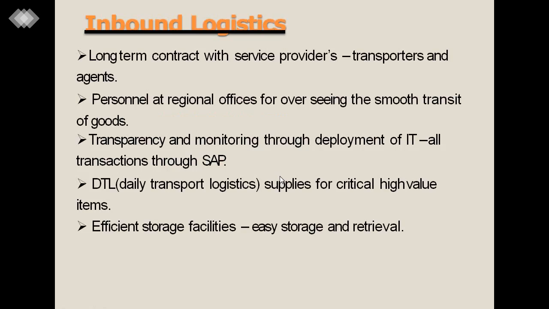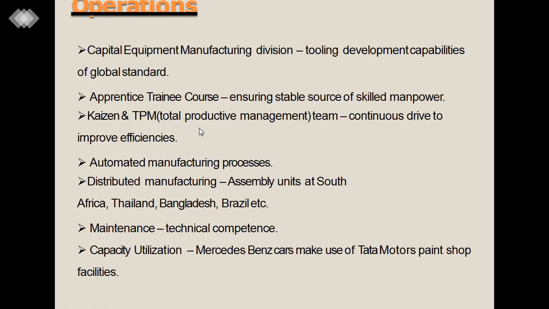Now, primary activities. Inbound logistics involves long-term contracts with service providers like transporters and agents. Personnel at regional offices oversee the smooth transit of goods. There is transparency and monitoring through deployment of IT for all transactions through SAP. GTL is related to daily transport logistics, which supplies critical high-value items. They are also efficient in storage facilities, which are helpful for easy storage and retrieval operations.